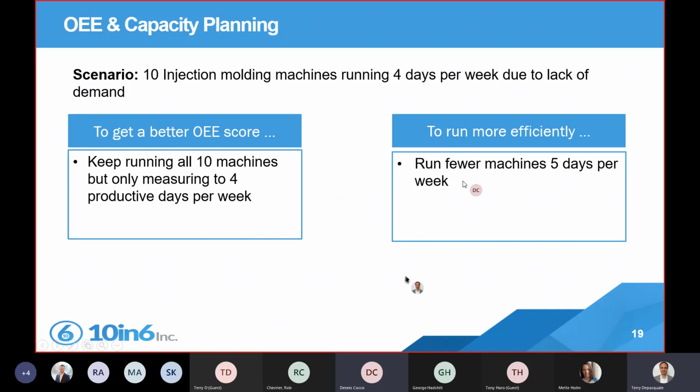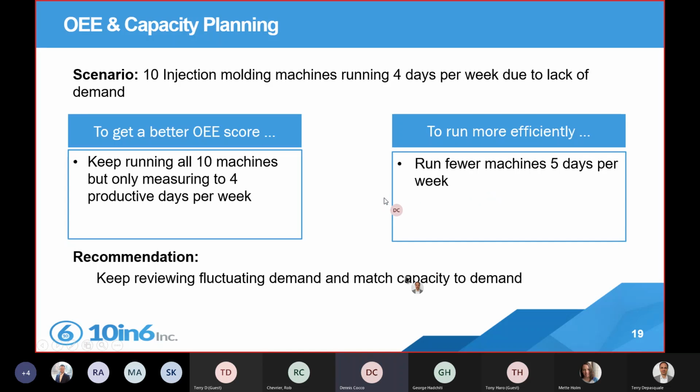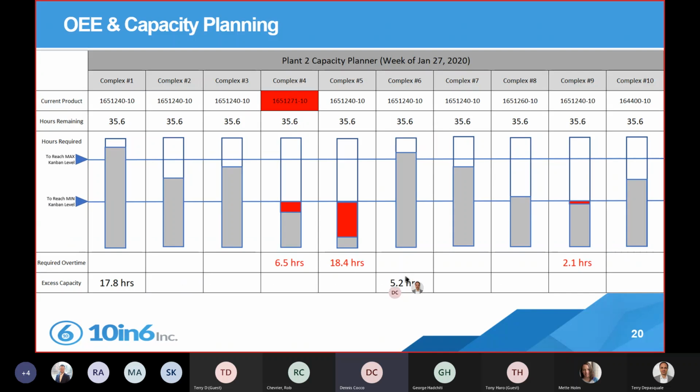So obviously, to run more efficiently, shut down some of the machines, make the hard decisions to maybe reduce some of the manpower in the plant, and then run 5 days a week. So our recommendation on this is to constantly be reviewing your fluctuating demand and try to match your capacity to that demand. We see customers that run blindly. In a lot of cases, they have no idea how much available capacity they have, and they run into a mode where they kind of unexpectedly end up running overtime on the weekends because they didn't fulfill all the customer needs throughout the week.